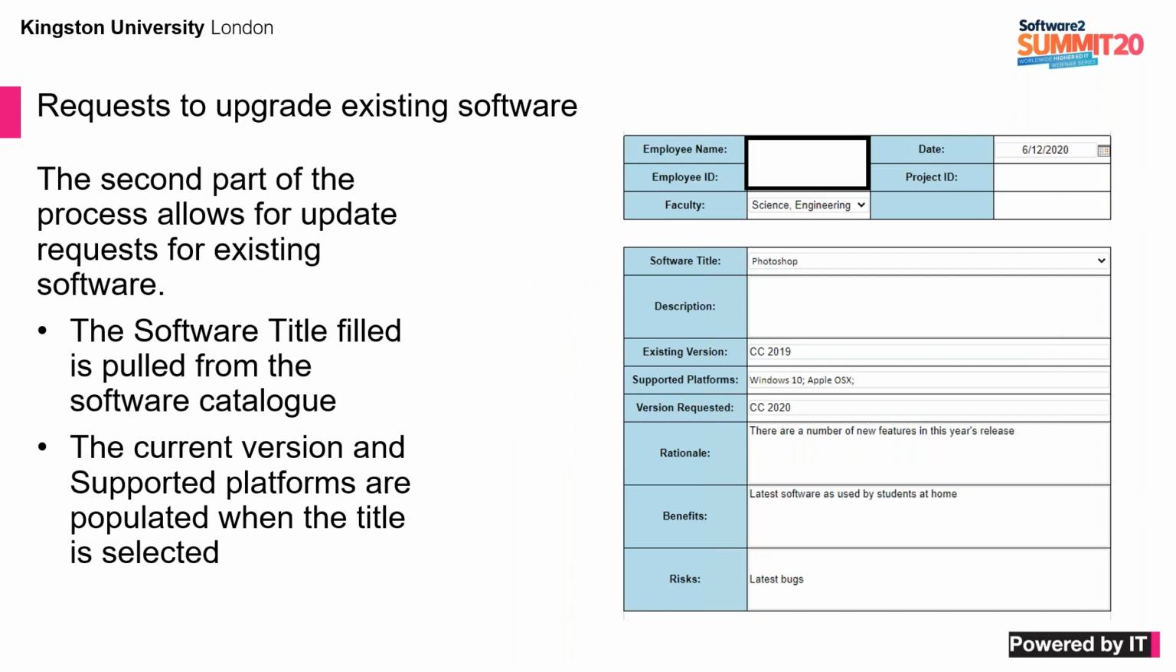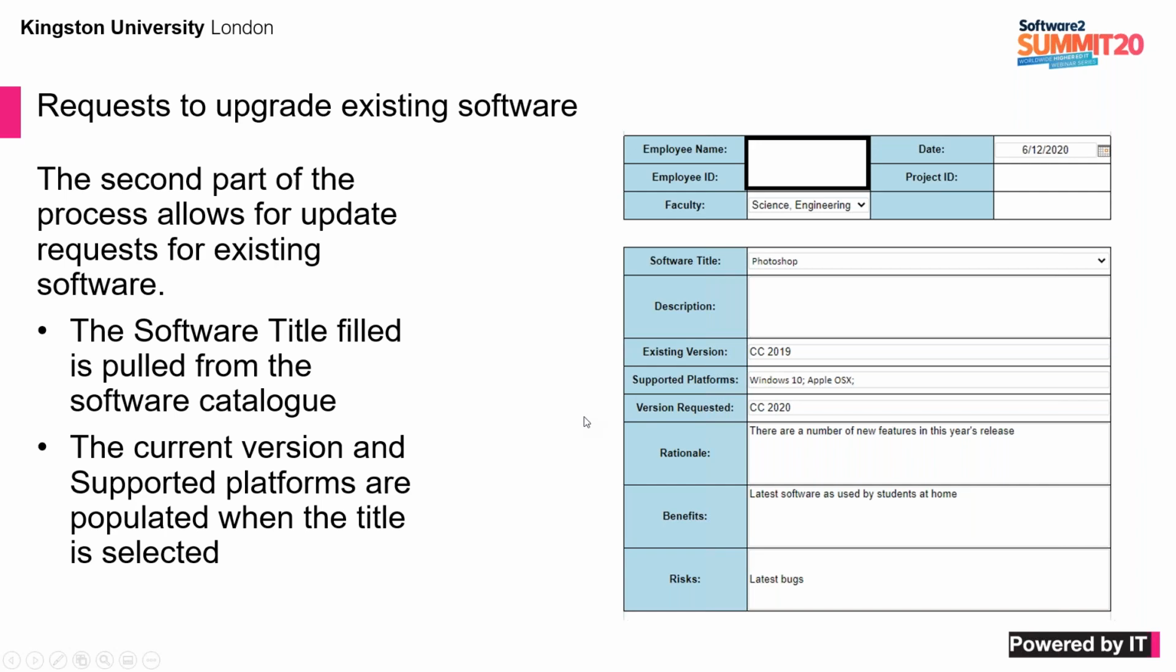Right, so moving on to the second part of the process. This is the request to upgrade an existing bit of software. The software title is filled in from a drop-down. Again, this is our list of existing software titles. The version number is pulled in and the supported platforms is pulled in. I note there that I really should rename Apple OS X to Mac OS to be a bit more current, but it is what it is.